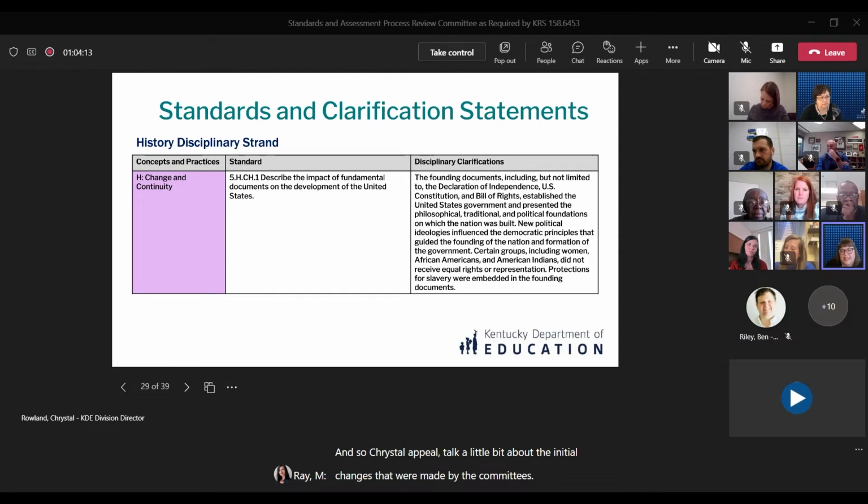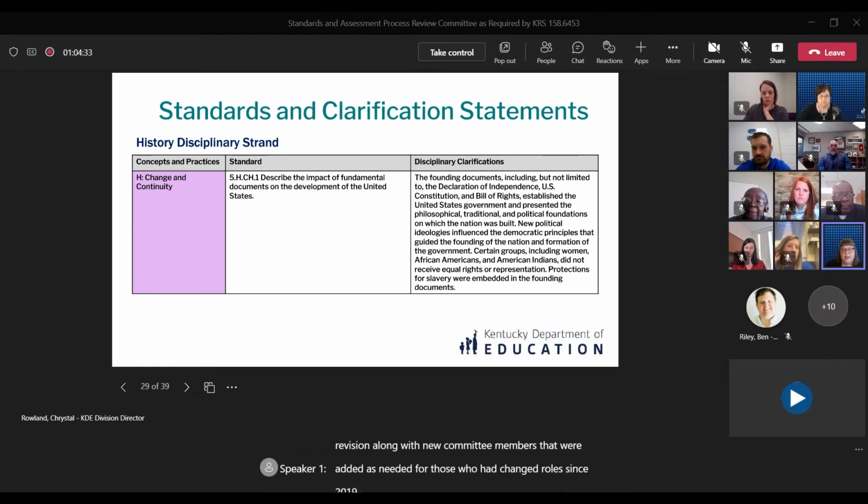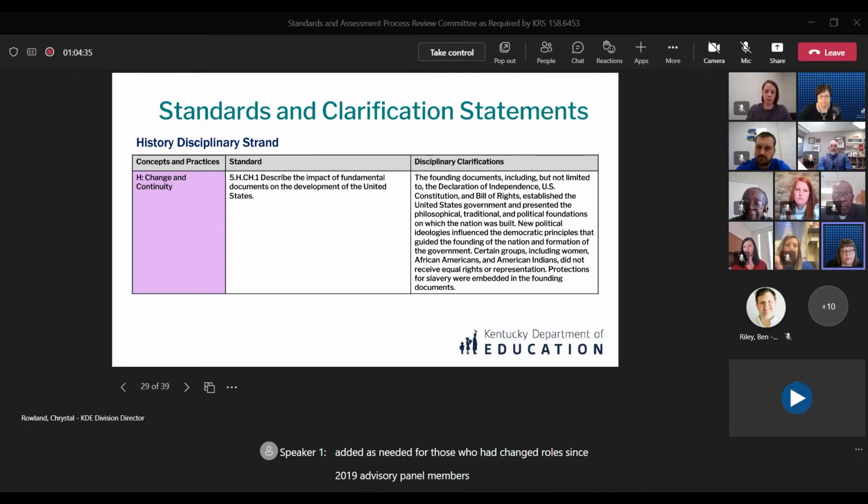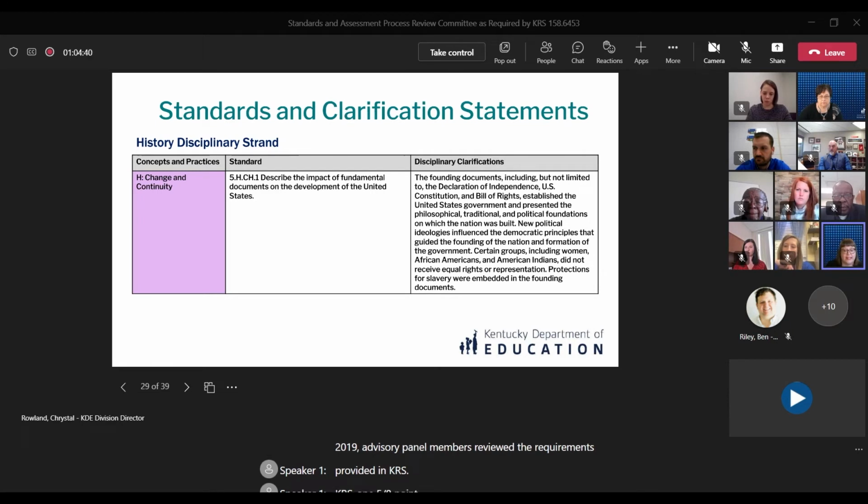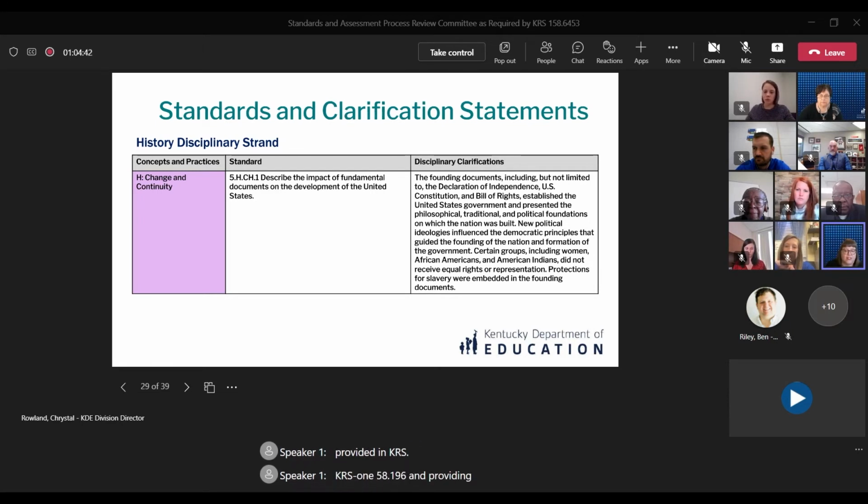So, as Vicki mentioned, the CAS for Social Studies implementation timeline required the reconvening of the Social Studies Review Committee and Advisory Panel members who participated in the 2019 revision, along with new committee members that were added as needed for those who had changed roles since 2019. Advisory panel members reviewed the requirements provided in KRS 158.196 and provided recommendations to the review committee for consideration.